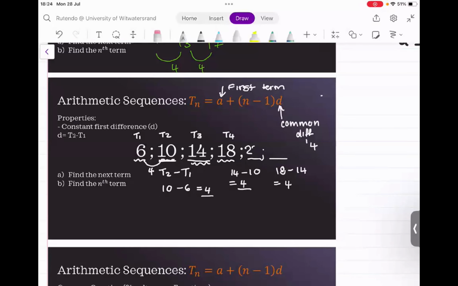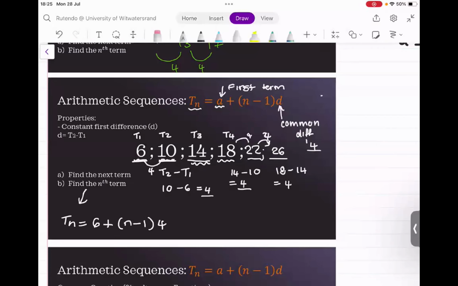We'll have 22, because 18 plus 4 is 22. And then we'll have 26, because 22 plus 4 is 26. Perfect. And then we know that this is our formula. If I want to find the nth term, I would say Tn is equal to A, which is our first term, and we know our first term is 6, plus n. I think in our nth term, we always put our n there so that whatever we want to substitute in, we can put in. So n minus 1, and our common difference is 4.